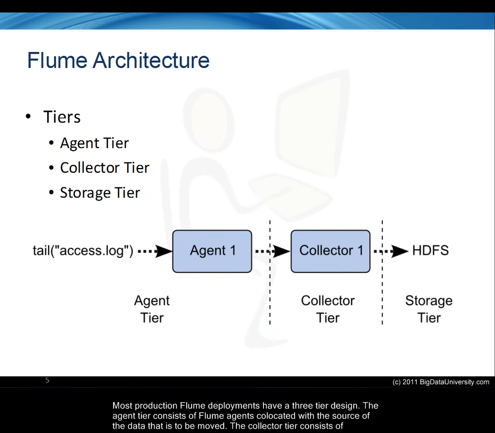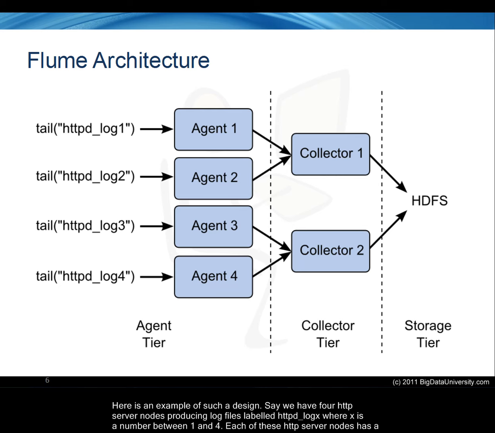Most production Flume deployments have a three-tier design. The agent tier consists of Flume agents co-located with the source of the data that is to be moved. The collector tier consists of perhaps multiple collectors, each of which collects data coming in from multiple agents and forwards it onto the storage tier, which may consist of a file system such as HDFS.